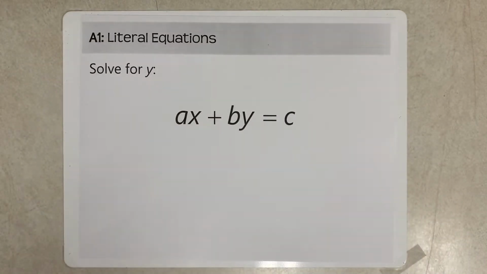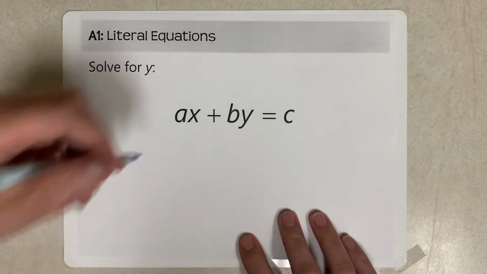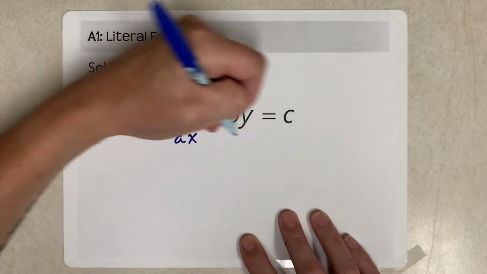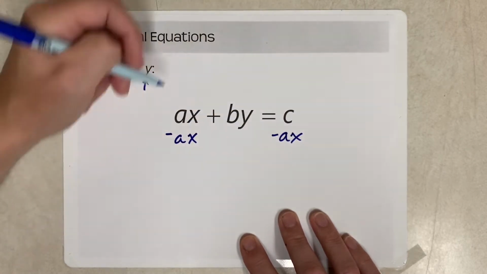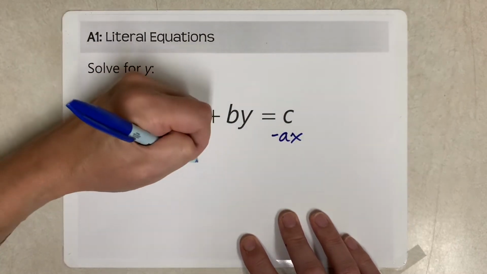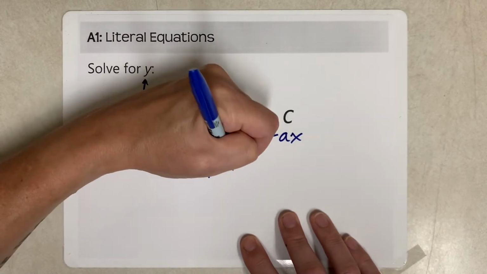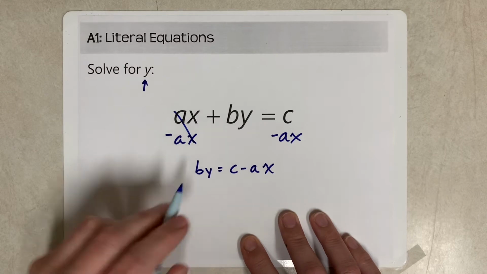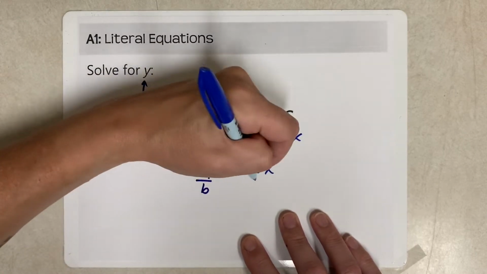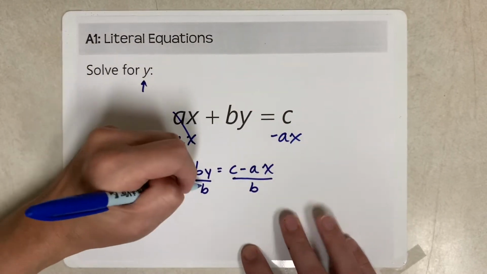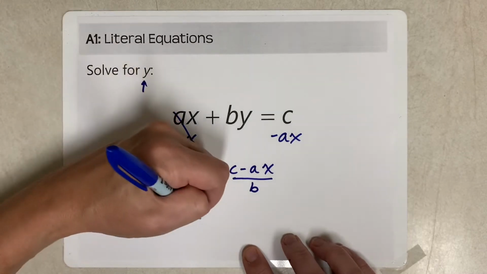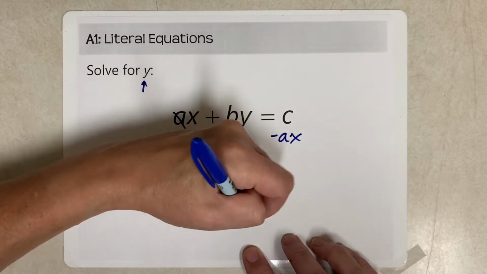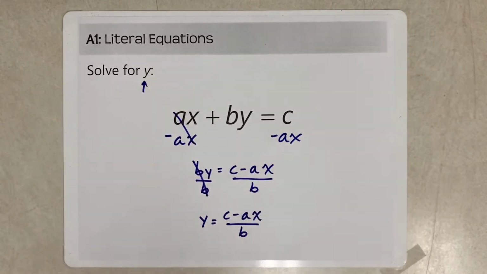This time, same equation, but I want to get y by itself. So I'm going to move the ax term over instead. Minus ax. Get rid of it. I got by is equal to c minus ax this time. And if I want to get y by itself, I have to divide both sides by b to get rid of that, the whole thing. The b's are gone, and y is equal to c minus ax over b.